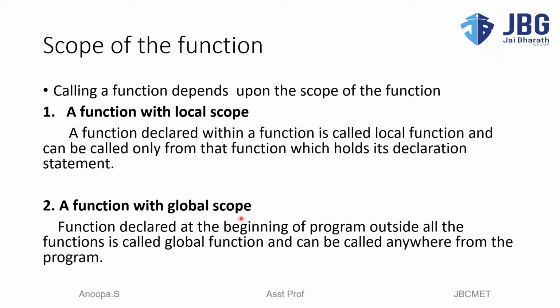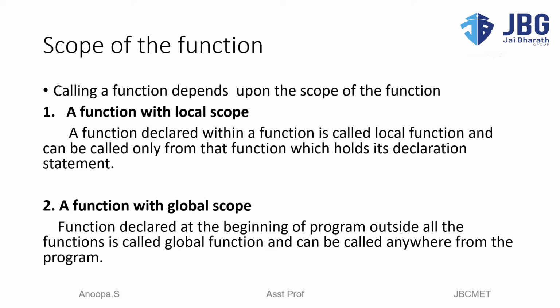Now what is a global scope? If a function is declared at the beginning of the program, outside all the functions, it is called a global function. That is, if the function is declared at the beginning of a program. If we have declared the function outside the main function, then you can call that function within main because it is a global function. So this is to be simple.